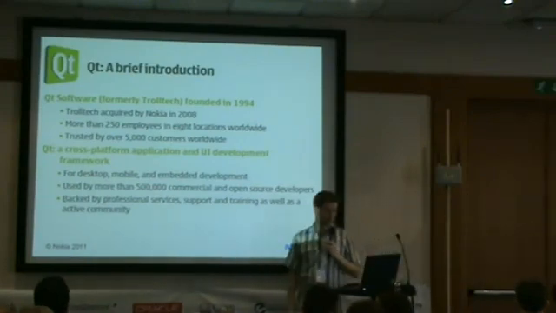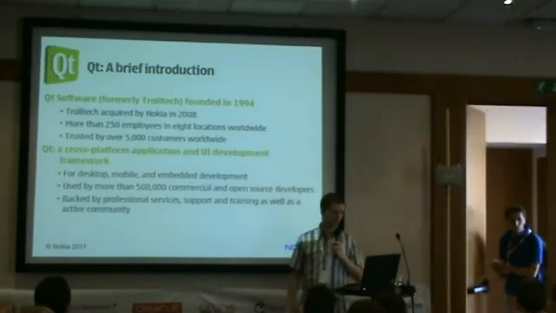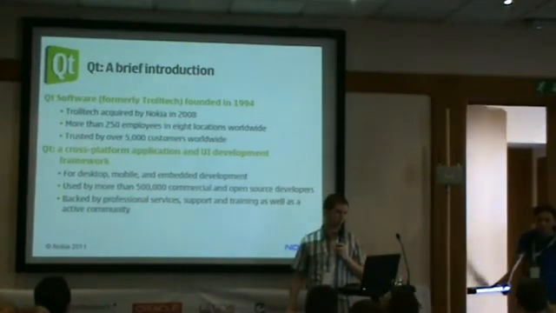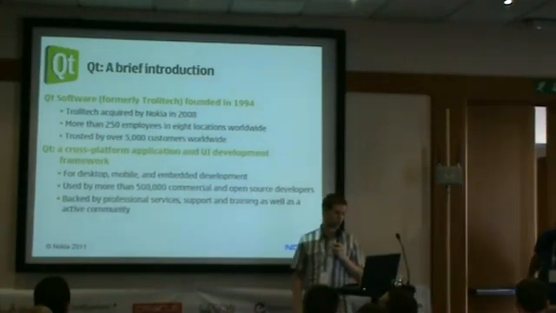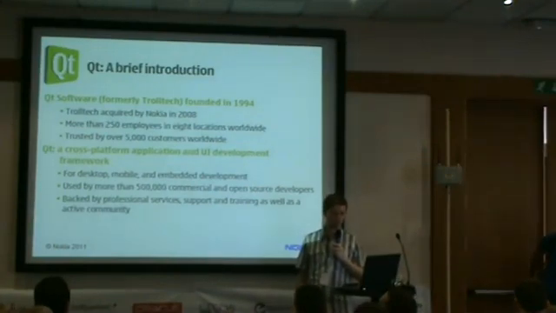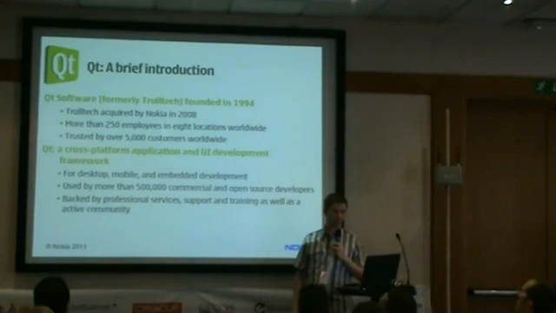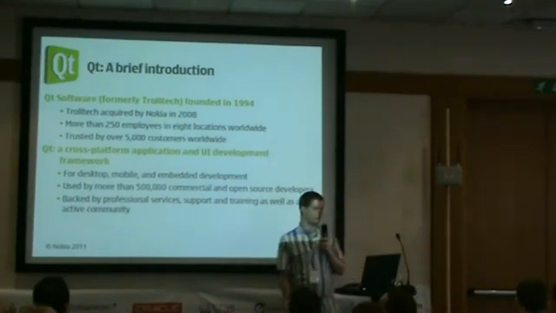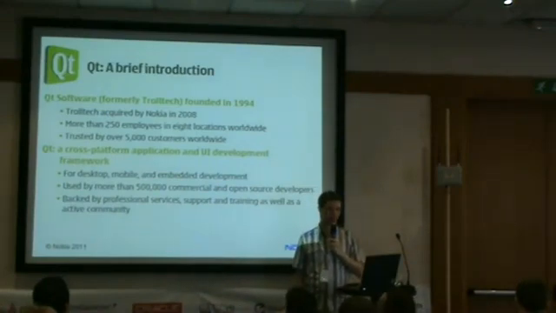Qt was originally an independent company in Norway called Trolltech and got bought by Nokia in 2008 to be the foundation of Nokia's future user interfaces. There are more than 250 employees working for Qt all over the world, and over 5,000 commercial users, companies using it. And what is it then?